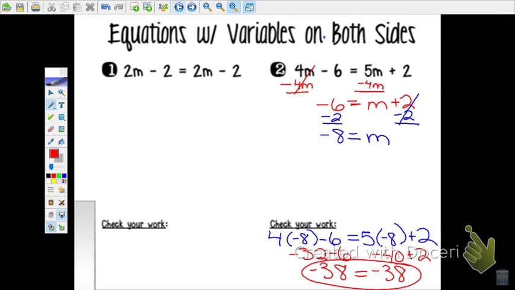Now we're going to go back to number 1. Number 1, I have 2m minus 2 equals 2m minus 2. So again, I'm going to start out by eliminating a variable. So what am I going to do to eliminate a variable? Dominic? Subtract 2m from both sides. And I have negative 2 equals negative 2. So again, my variable disappeared.